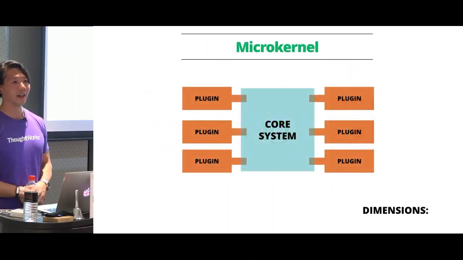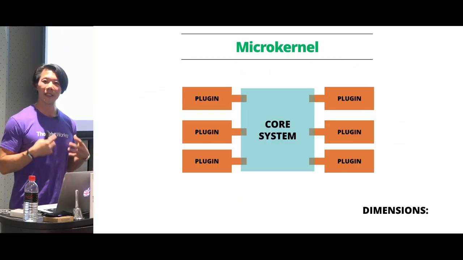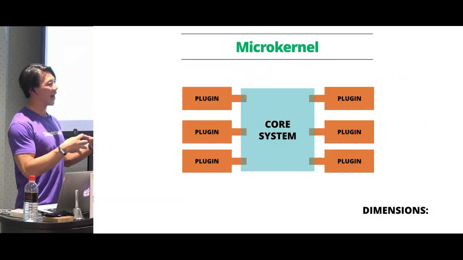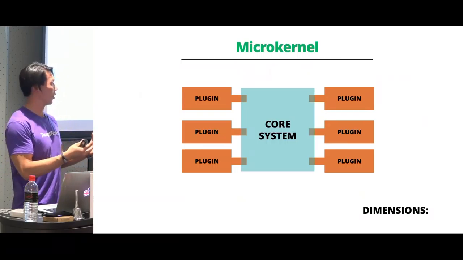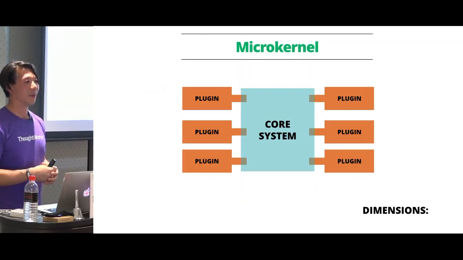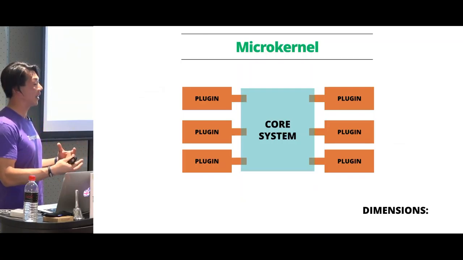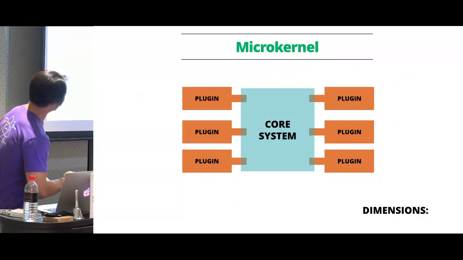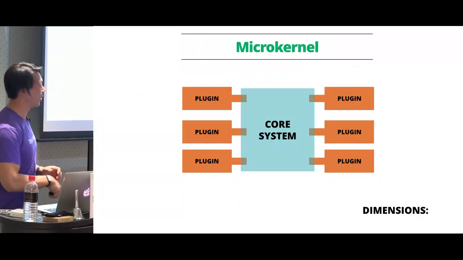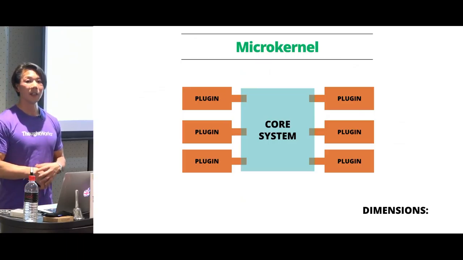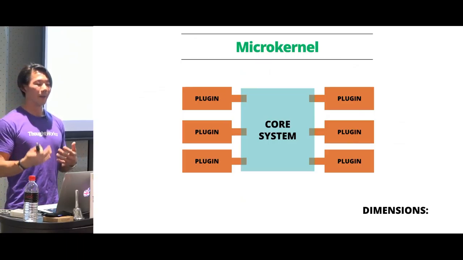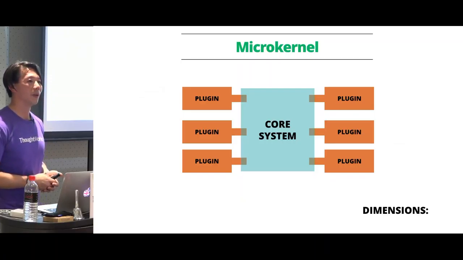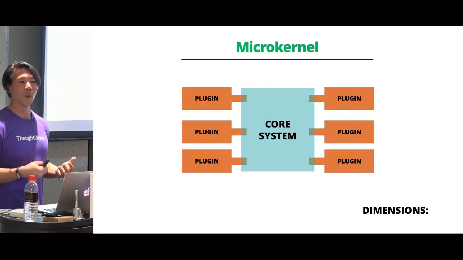Another architecture here is your microkernel. Microkernel is the idea where you have a heart or an engine, which is the core part of the system. And that core system allows extension points through specific plugin interfaces. So you can add extra behavior to this kind of architecture. And this approach to architecture can help with change if you're really clear about what type of change you want to be able to extend.